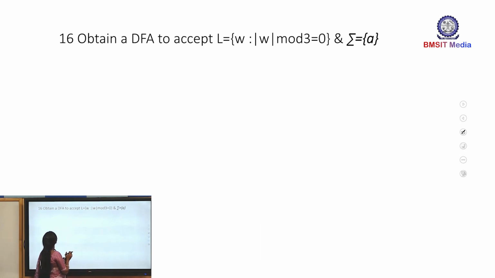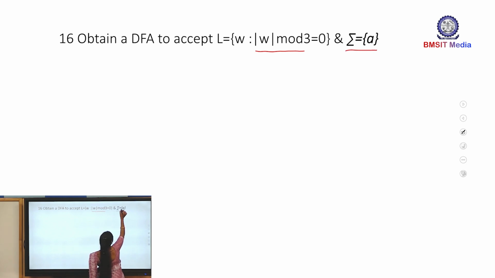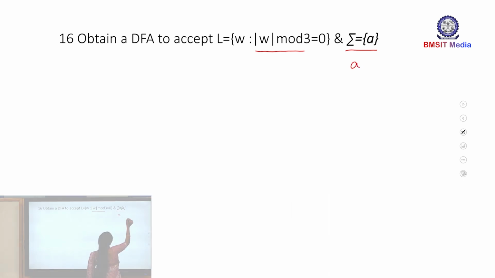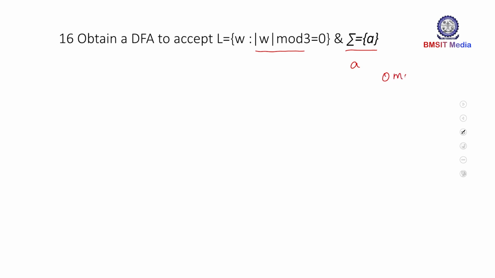The question reads that we have to obtain a DFA to accept the language, and what the language gives here is that the length of the string mod 3 should be equal to 0. What's the language that it should be accepting? It is A, which means that if my string has nothing, then it is 0 mod 3, which is equal to 0.